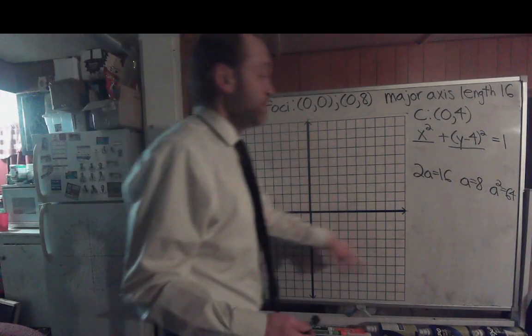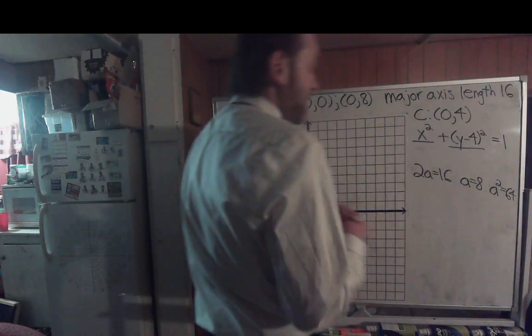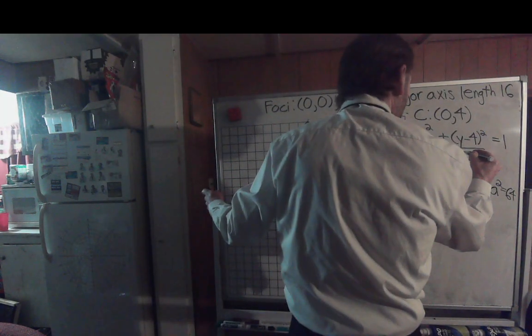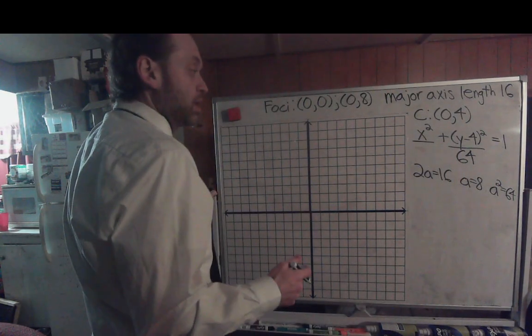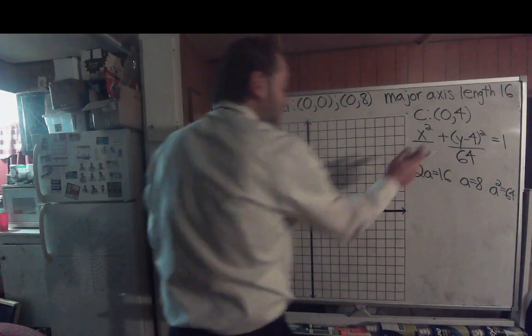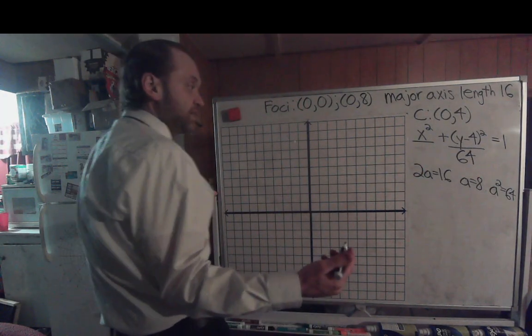So that means your major axis is actually your y-axis. So that 64 is going to go below the y minus 4. Now we need to find the length of the minor axis for the x-axis.